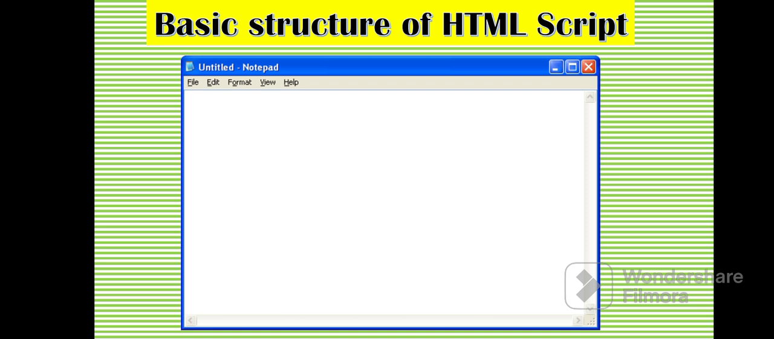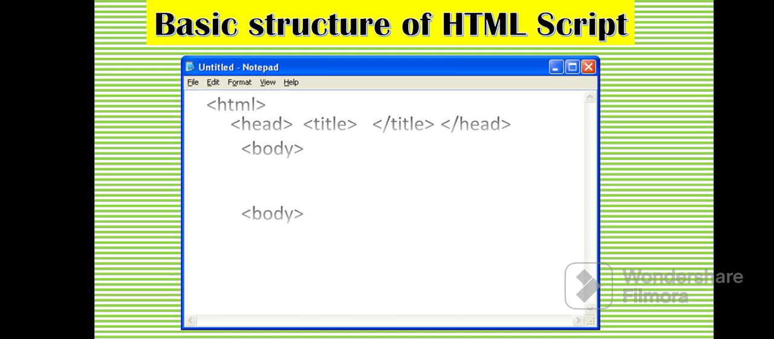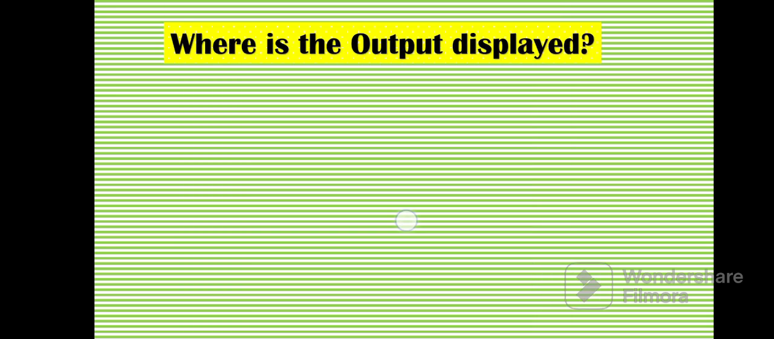Now the basic structure of an HTML script is this. You'll start with the first tag, that is html, then head. Inside head we'll start with title. After writing the title, you close the title tag, close the head tag. After closing the head tag, we'll start with body. Once you've written the text inside the body tag, you're going to close the body tag with a slash, which is missing here, and then you'll end with the html tag.